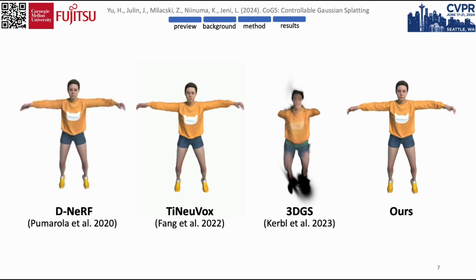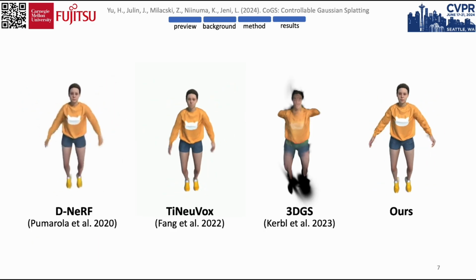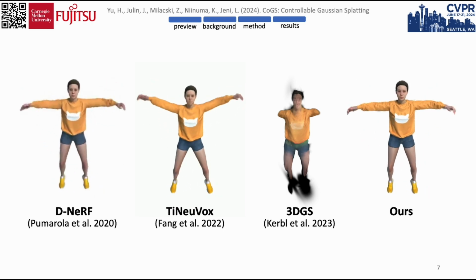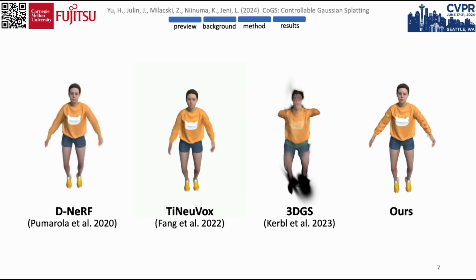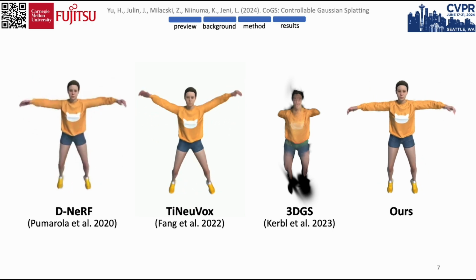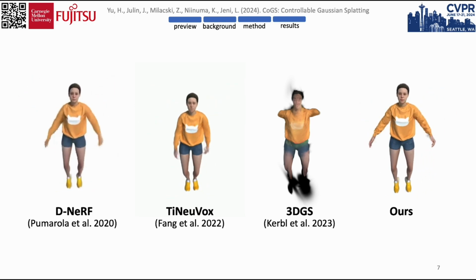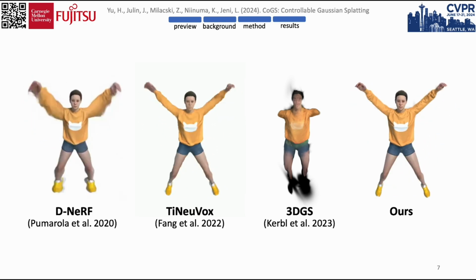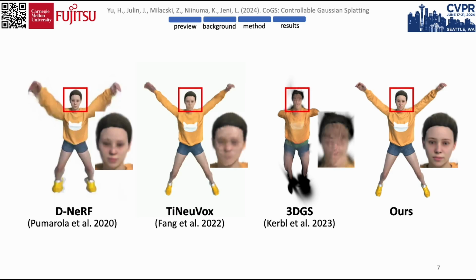Here we present dynamic results on a synthetic scene. Notably, CoGS demonstrates superior quality in modeling fine details, such as the wrinkles in the clothing. This improved performance is even more apparent when the videos are paused, and we focus on the face. Unlike other methods that produce blurry outcomes, CoGS delivers significantly clearer and more detailed results.